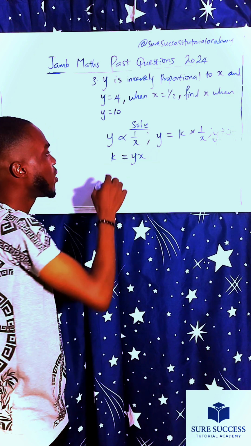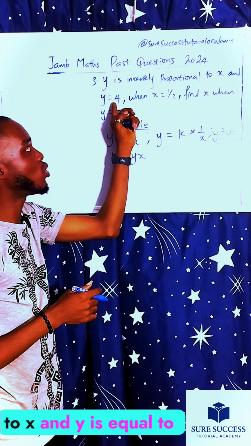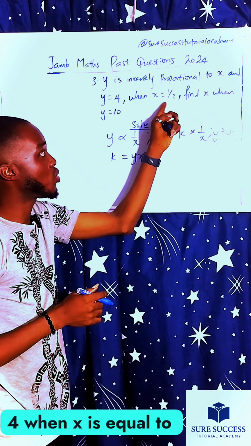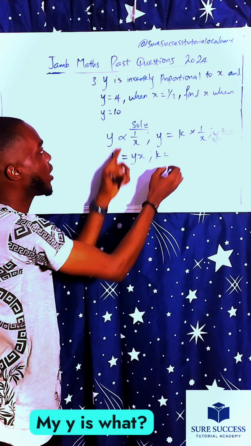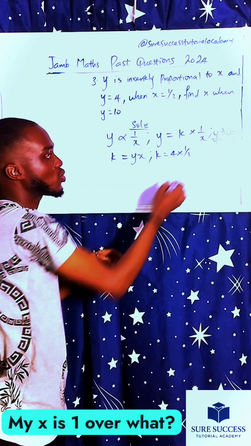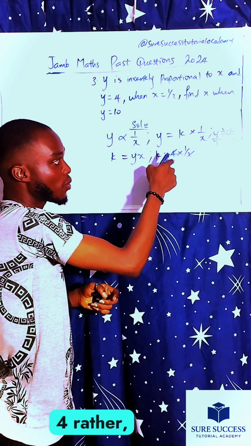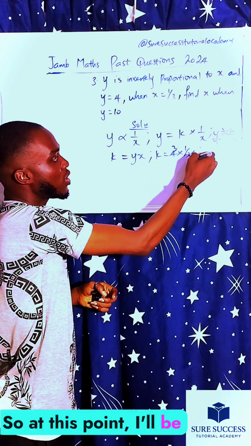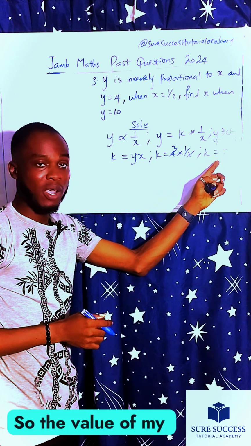yx. Now, remember, y is inversely proportional to x, and y is equal to 4 when x is equal to 1/2. So look at this. My y is 4. My x is 1 over 2. At this point, you agree with me that 2 goes into 4, that gives me 2. So at this point, I'll have k equals 2. So the value of my constant is 2.